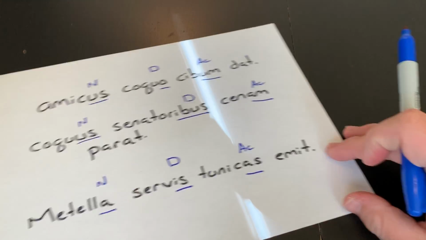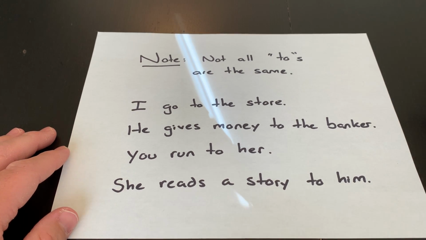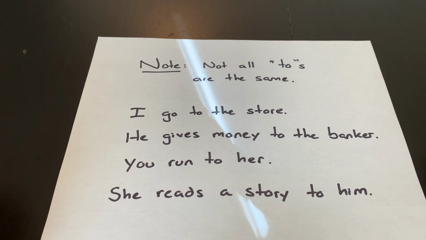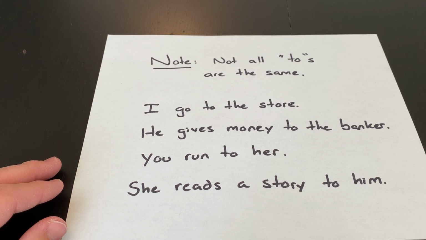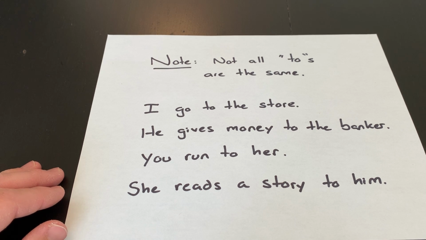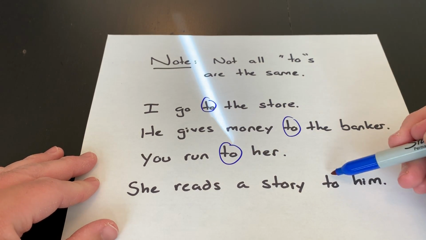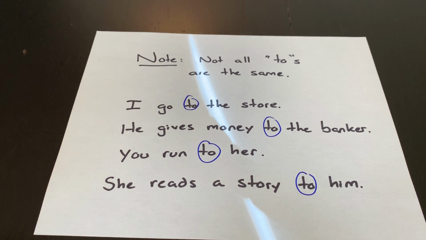And there's one final note about the dative, and that has to do with English. In English, we really like this word to. It has all kinds of different uses in English. So note that not all tos are the same. So if we look in these 4 sentences, I go to the store, he gives money to the banker, you run to her, she reads a story to him. You'll see that they all have the word to. Okay? But when you're thinking about these as if they were going to be in Latin, not all of these would be dative. Dative is only used if it's the indirect object.